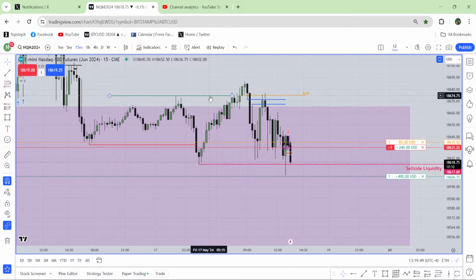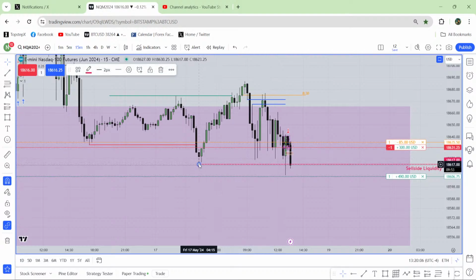Buy side liquidity has been taken, sell side liquidity has been taken, then the market made sell side liquidity and went back again to this fair value gap, only the bearish fair value gap. After trading that bearish fair value gap, the market went for this sell side liquidity, this low and that low. They are relatively equal lows. Now the market has taken this sell side liquidity.